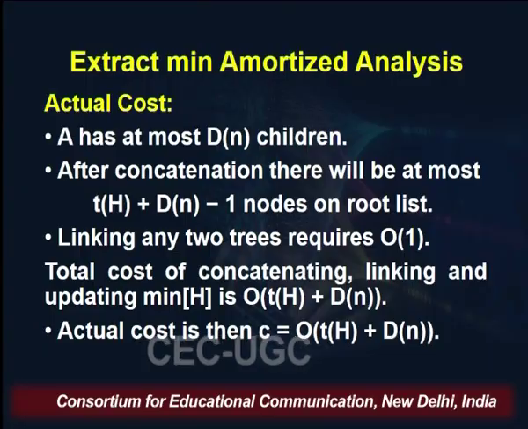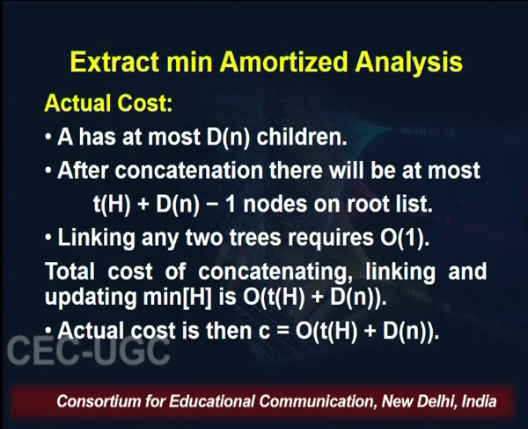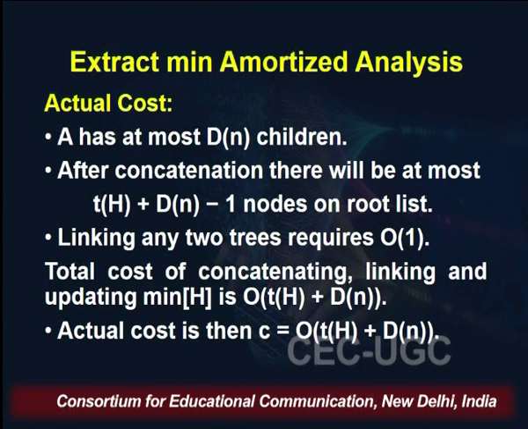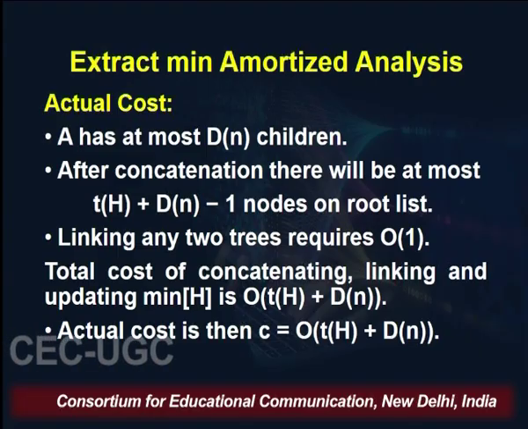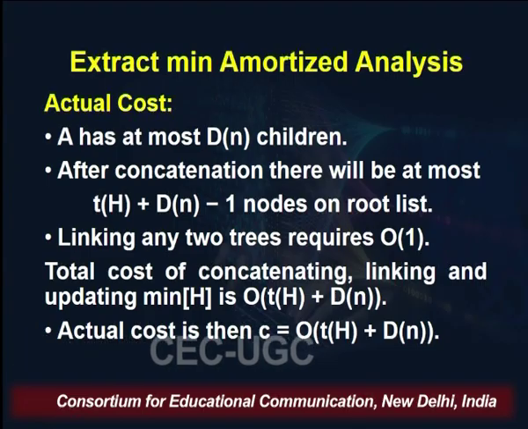Let us look into the actual cost first, and then we will look into the change in potential. So, actual cost: a Fibonacci heap has at most D of n children. Here D of n is the maximum degree, and after concatenation there will be at most T of H plus D of n minus 1 nodes on the root list, because one node in the process of extract min has been deleted. So, the number of nodes is T of H, the number of trees, plus D of n minus 1.